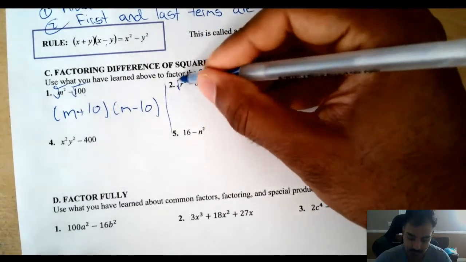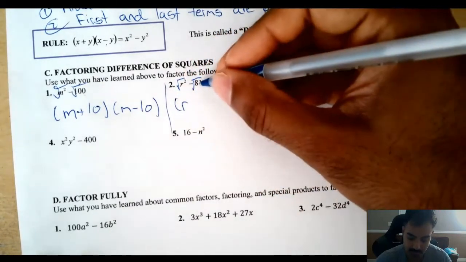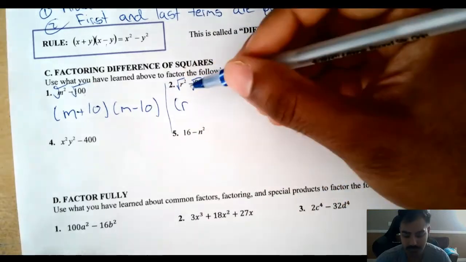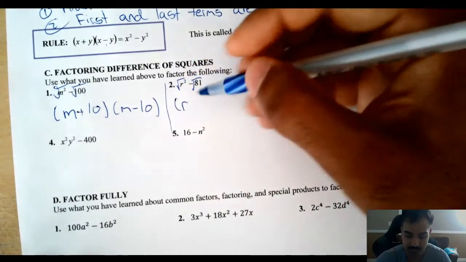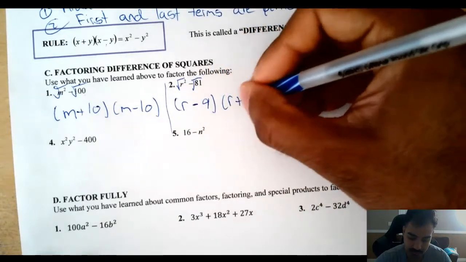So let's find the square root of the first term and the second term. So we get r, and we know it's negative. Even before this, you need to recognize the difference of squares. So r minus 9 and r plus 9.